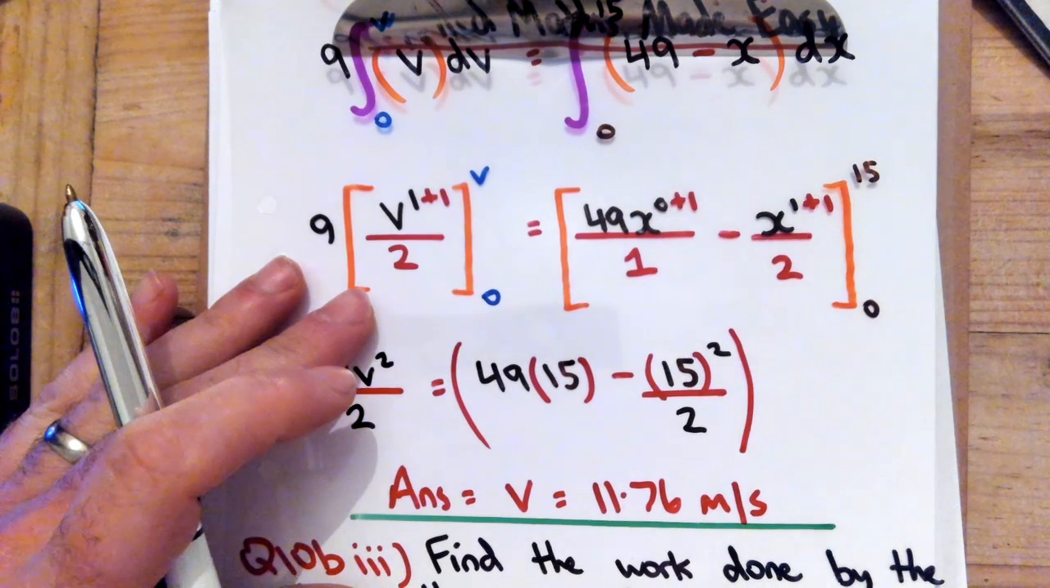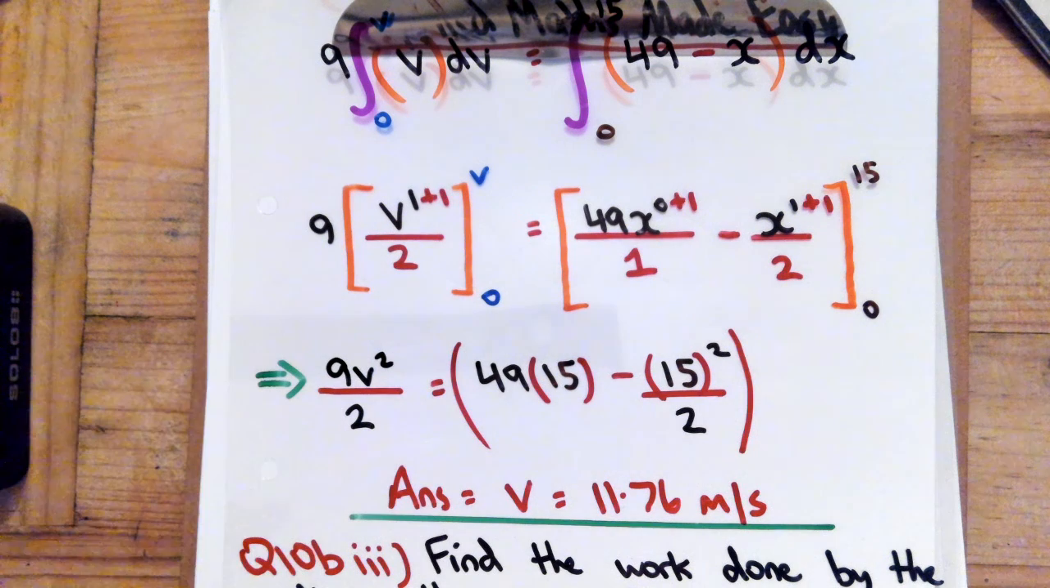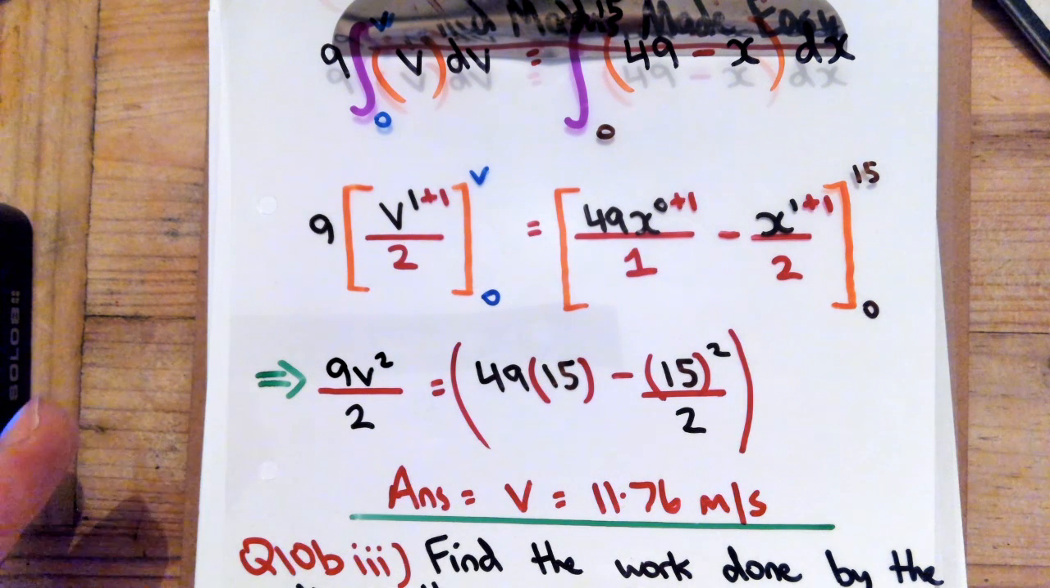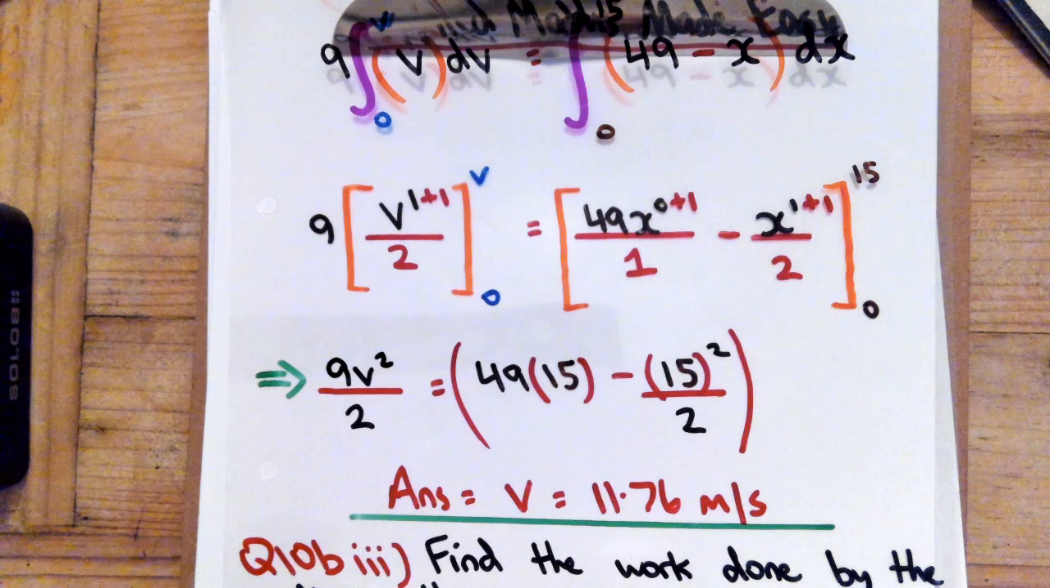So 11.76. One eye back to the question. Does it say anything about decimal places? Nothing. So 2 decimal places then. Don't forget your units. Okay.